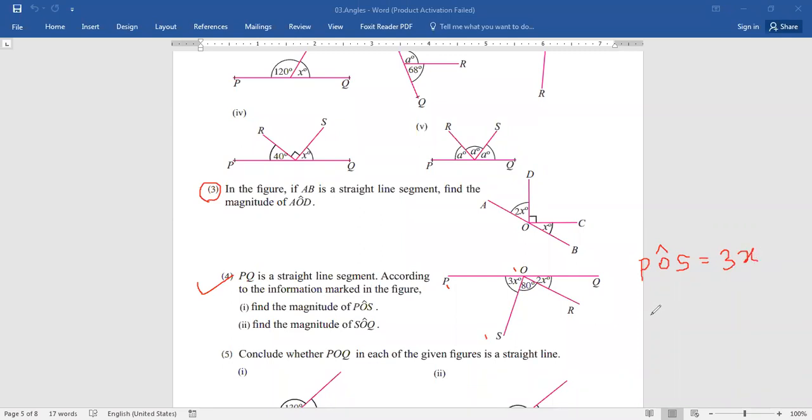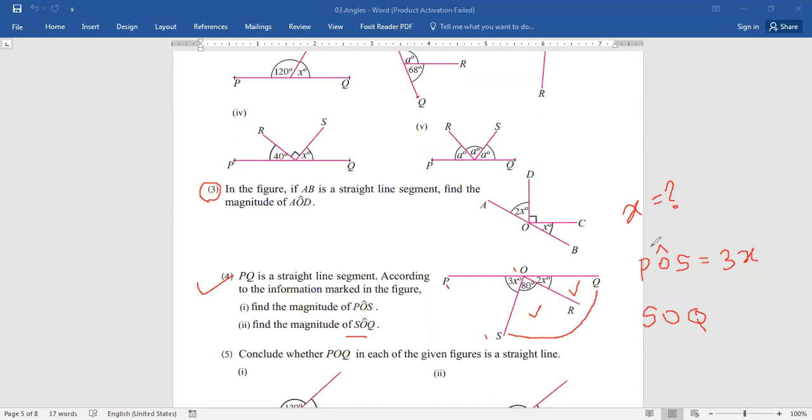Right? We are going to find angle SOQ. This is a very good question. Angle SOQ means this very big angle, this one. So you have to add this angle and this angle together. First of all, you need to find x. What is the value of x? You need to find this one first.